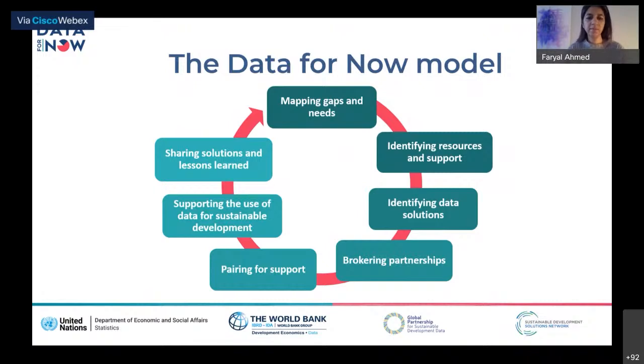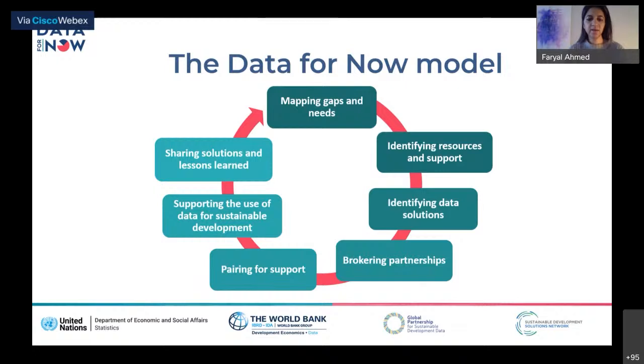So we start by mapping the gaps and needs, and that is something that the core partners have been focused on since its inception: to identify what the data gaps and needs are for various statistics offices, and then identifying the resources and support, that is, what funding resources are available that can be provided to fill those data gaps, and then identifying data solutions, and this is to increase the various options in terms of the sources, methods, and technologies that could be used to fill those gaps.